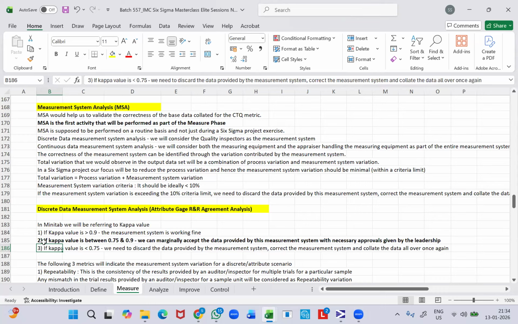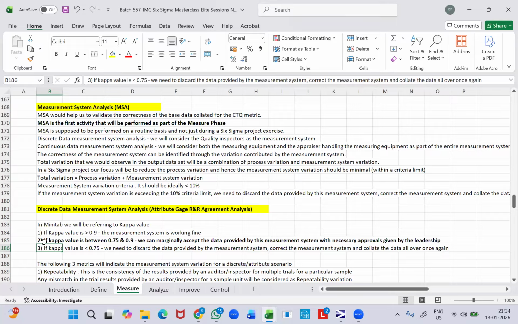There can be a question on this in the final assessment. They would give the kappa value as 0.87 and ask you to infer. So we need to pick the option that we can marginally accept the data provided by the measurement system with necessary approvals given by the leadership. That is the correct option. On the other hand, if the kappa value for any of the measurement system variation metrics is less than 0.75, we straight away need to discard the data, correct the measurement system, and collate the data all over again, right?